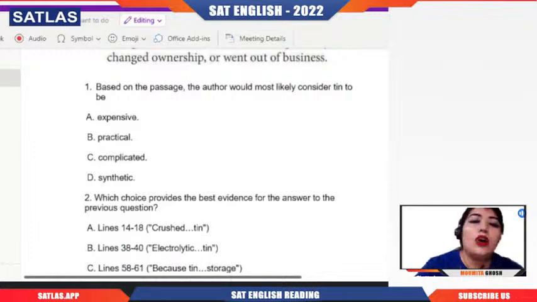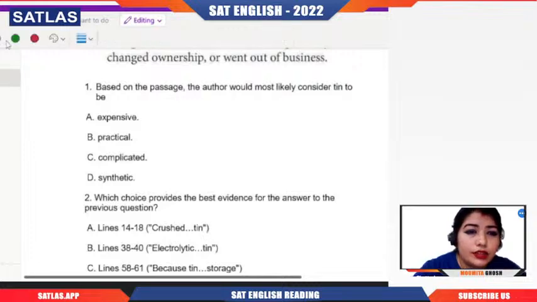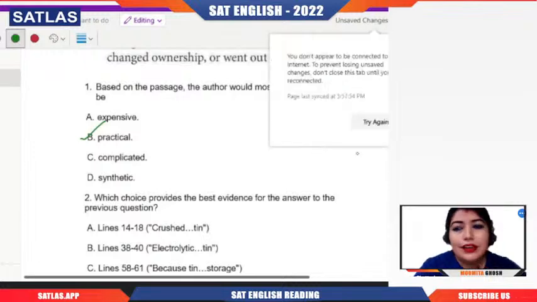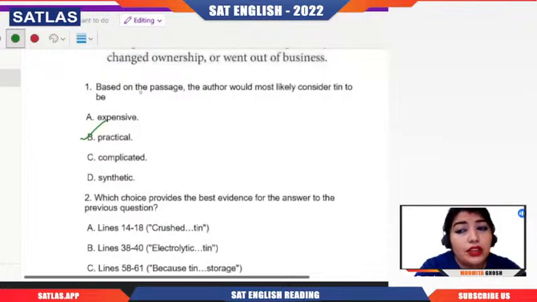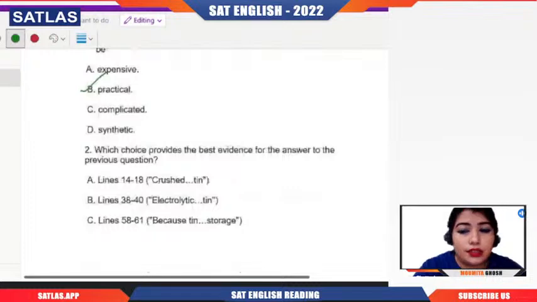Okay, so the correct answer is, based on the passage, the author would most likely consider tin to be practical. So here, expensive material we are aware of, that is solder. Okay, complicated, no such complications. Everything is being explained very clearly, and synthetic, no way. So the correct answer is B, practical.